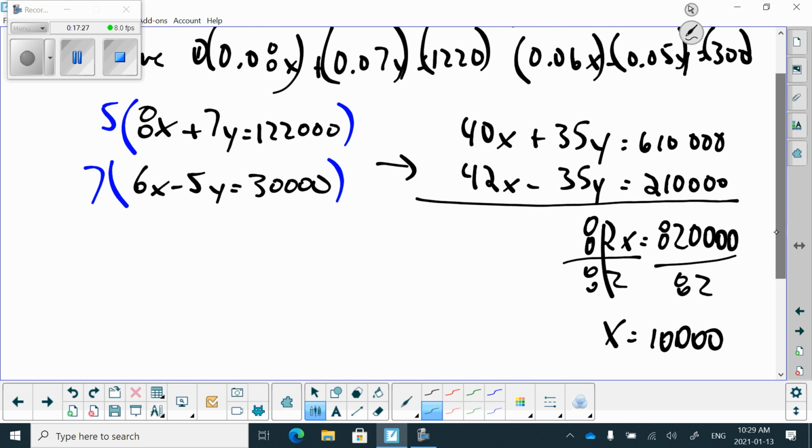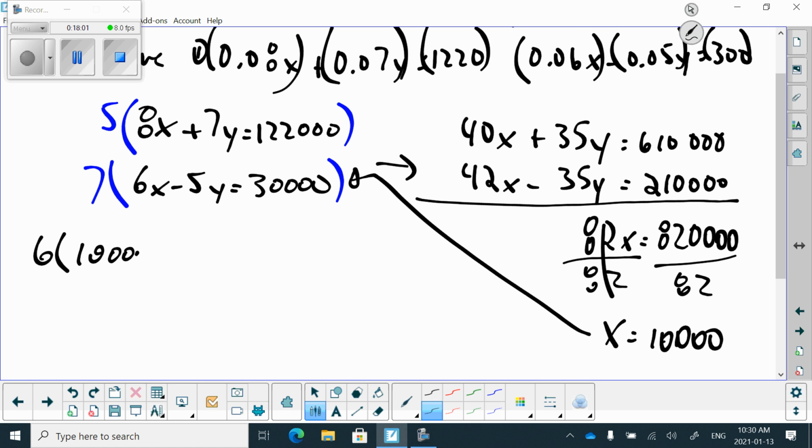So we're going to do something risky here, but if we do something wrong, it'll come out in the check. I've got 10,000 here, and we want to solve for y, right? So where should we put this x into? You get to pick. Top or bottom? Okay, sure. Oh, bottom, okay, fine. So 6 times 10,000 minus 5y equals 30,000. Now I'll let you do the rest.